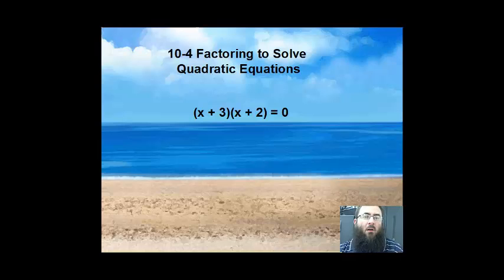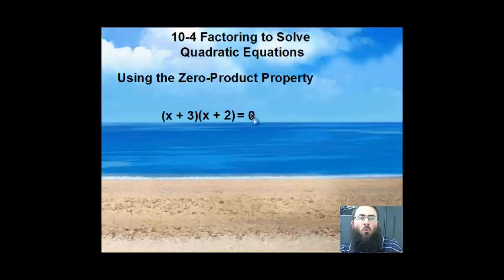So if you would take a moment to write down our first problem, (x + 3)(x + 2) = 0. You'll notice that you've got two binomials and they're both set equal to 0 in this problem. Well, what we are going to use today is called the zero product property. And you know what that is, you may just not know what it's called.